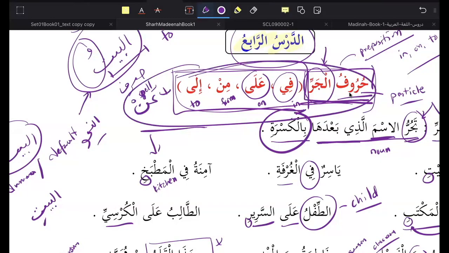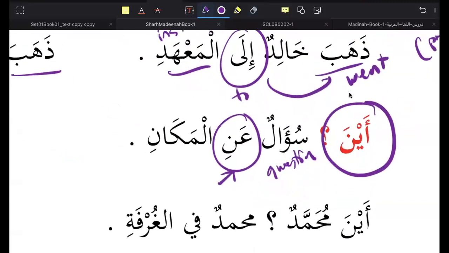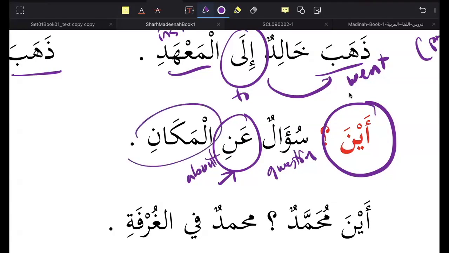He did not put all of them. So maybe we can put an. So an means about. Sometimes an can mean from also, but the standard meaning, we can say about. So su'alun anil makan. Makan is what? Makan is place.